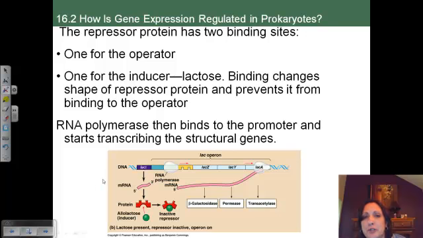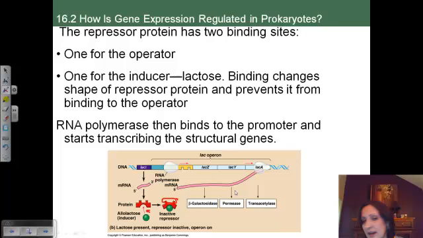Okay, so the repressor protein has two binding sites. One is where it binds to the operator, and the other is where it binds to the inducer. So here's the inducer. When it binds, it's going to change the shape of the repressor and either allow it to bind to the operator or not allow it to bind to the operator. If it's bound to the operator, the RNA polymerase is not going to be able to transcribe the gene, and if it's not bound, then it can transcribe the gene.